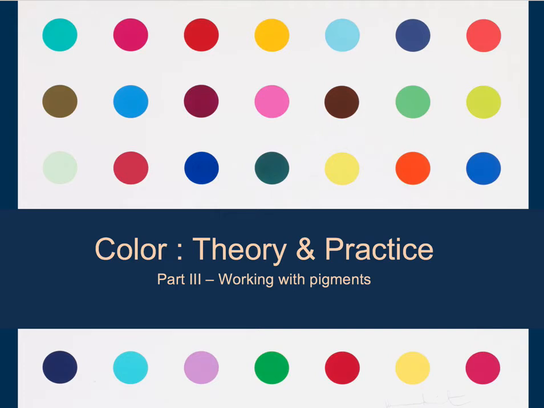Okay, in this third and final lecture on color theory and practice, we're going to be looking at working with pigments. There's a lot to be covered here. I'm not going to cover everything that needs to be known. I'm going to focus mostly on the whole concept of primary colors and the idea of color gamut as a way of explaining that. And then I'll finish by describing the three color exercises that you've been asked to do for the course.